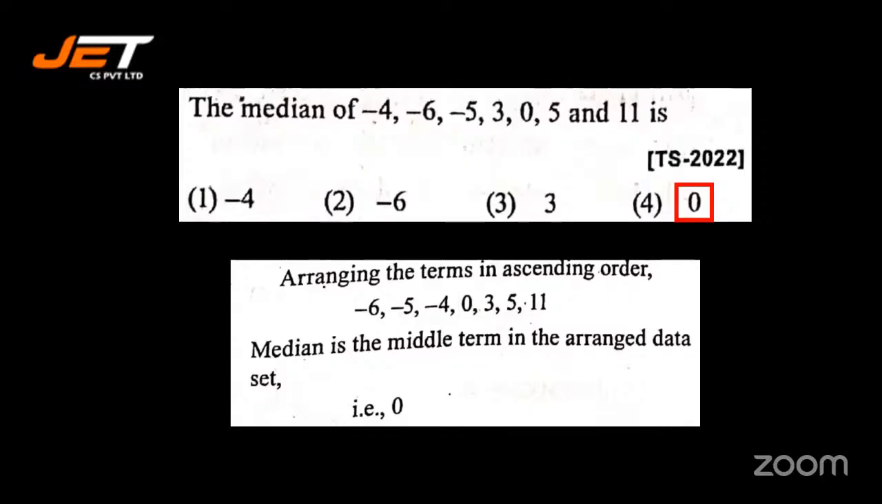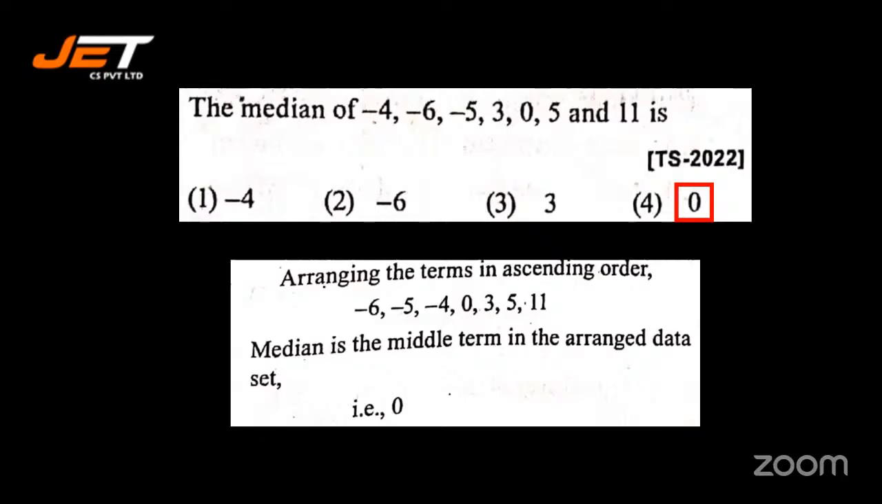So when it is an odd number, then the median becomes the (n plus 1) by 2th item. So 7 plus 1 is 8, 8 by 2 is 4. So from the left-hand side, if you see the 4th item, we get 0. Isn't it? That's why the middle term is the median. So median is the middle term in the arranged data set. Therefore, the median is 0.